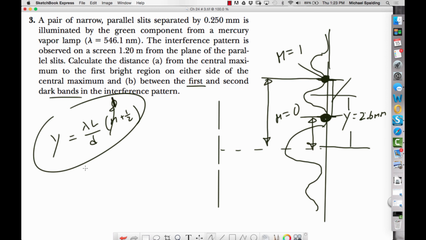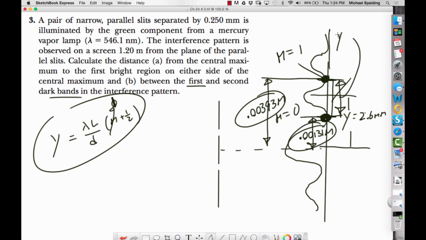You recalculate. In fact, I have these two numbers. This distance right here comes out as 0.00393 when you calculate it. And then this one right here comes out as 0.00131. So what's the distance going to be in here? Just subtract these two values and you get this distance to be y equals 0.0026 meters, which is 2.6 millimeters.